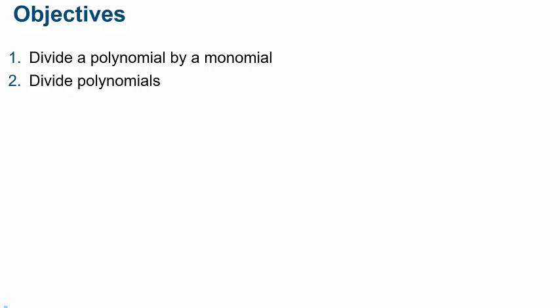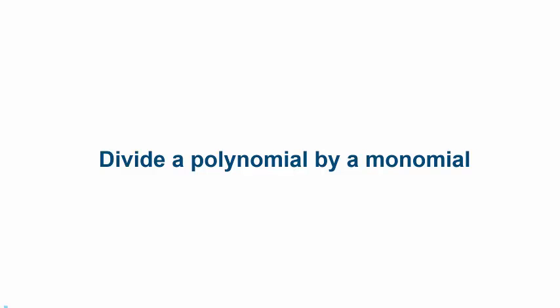But in division of polynomials we're going to talk about two types: when you divide a polynomial by a monomial, and then finally just how you divide polynomials in general. And the second one's a little bit harder. It's going to involve actually going back and doing long division. Okay, so dividing a polynomial by a monomial, that's super easy.